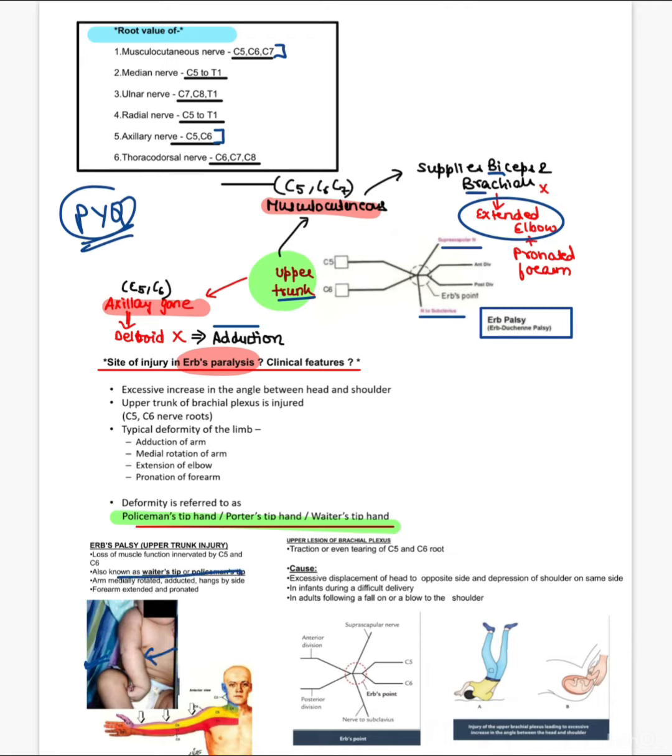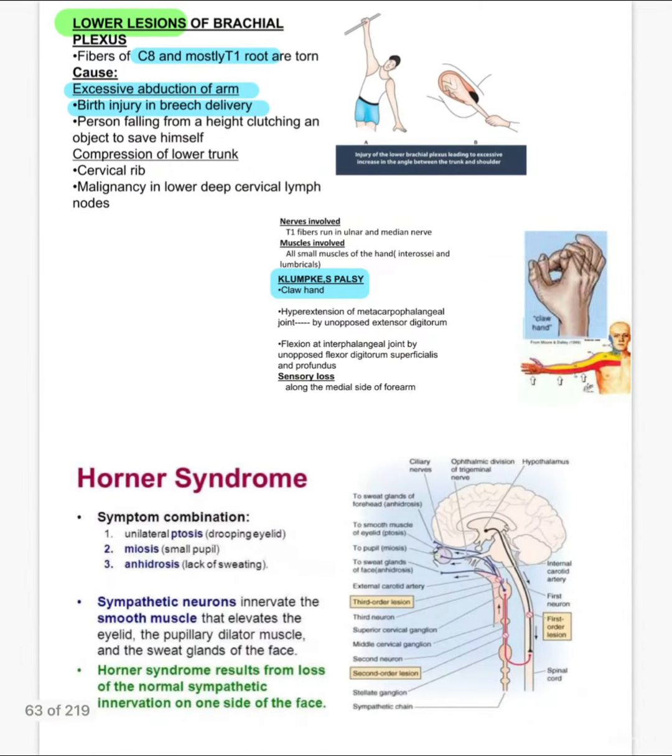This is important. This is also known as waiter's tip or the policeman hand. Very important. You have adduction of the arm, medial rotation and extension of the elbow, plus the pronated forearm. This is important, guys. This happens due to excess displacement in infants during a difficult delivery. So these are the causes of your Erb's paralysis.